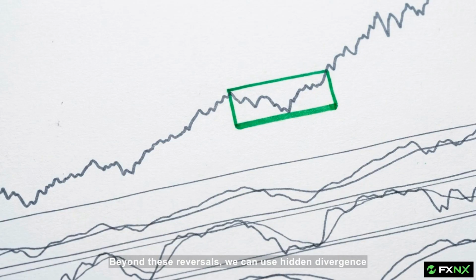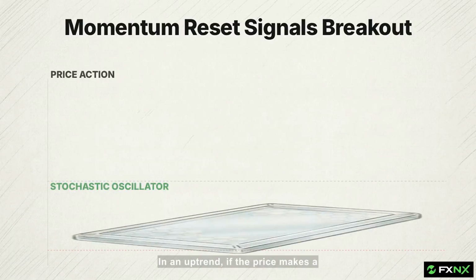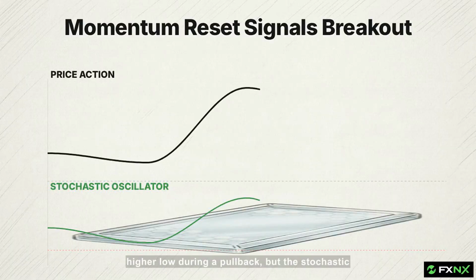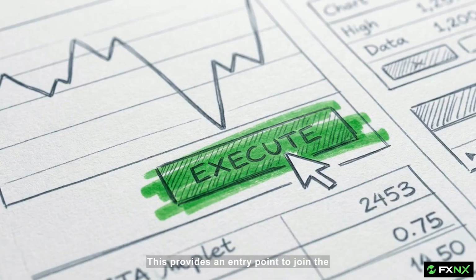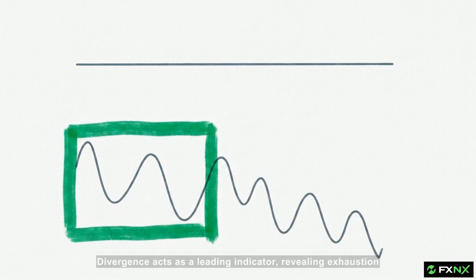Beyond these reversals, we can use hidden divergence to identify when a trend is likely to continue rather than end. In an uptrend, if the price makes a higher low during a pullback, but the stochastic makes a lower low, it suggests the momentum has reset. This provides an entry point to join the trend before it resumes its climb. Divergence acts as a leading indicator, revealing exhaustion or hidden strength before those shifts become obvious in the price action.